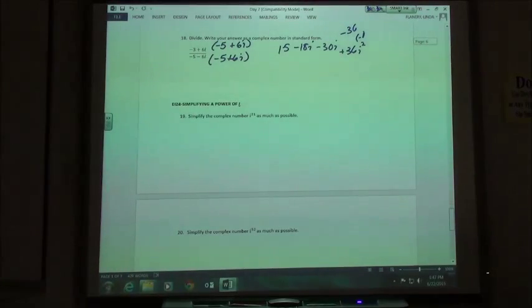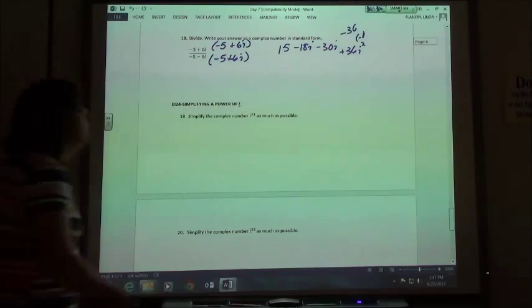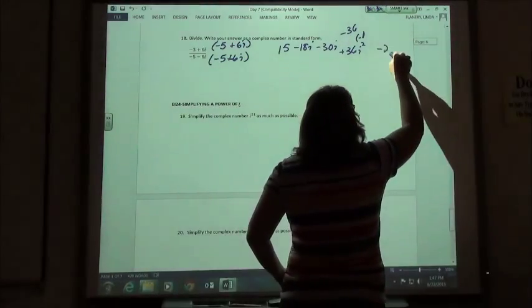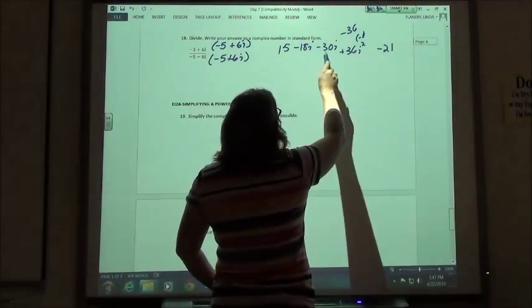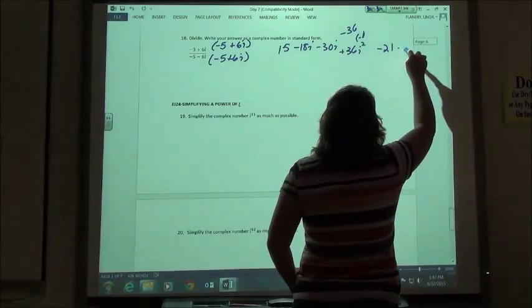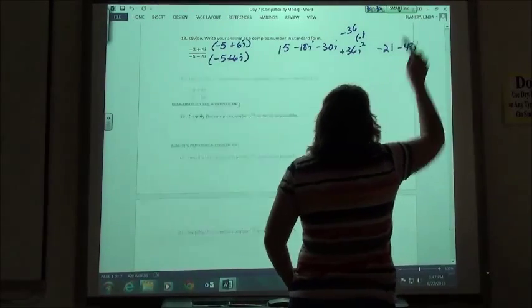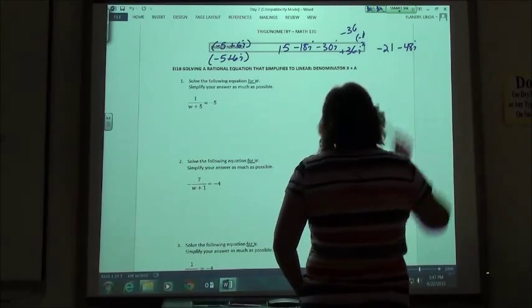And so, combining my like terms, of course I want to do the real number part first. So -36 plus 15 would give me -21. And then -18i minus 30i would be -48i. Gosh darn, my board moved again.